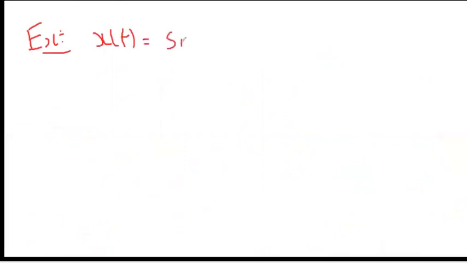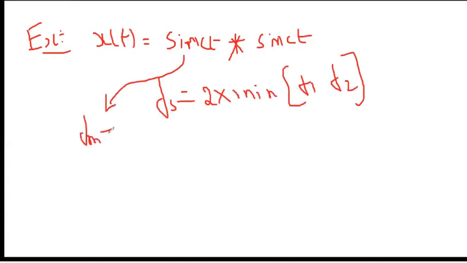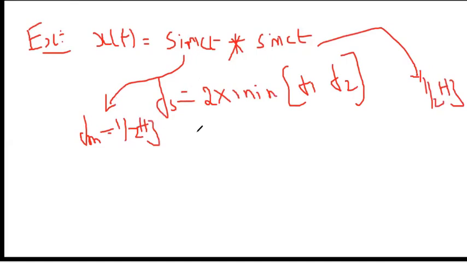Now go for another example. X of t is equal to sinc t convolved with sinc t. For the sinc t, the maximum frequency is 1 by 2, we already know. The fs is equal to 2 into the minimum of the frequency components. What is the minimum of the frequency components? For sinc t, the fm is 1 by 2 hertz, and for the other sinc it is also 1 by 2 hertz. Both are 1 by 2 only, so the minimum is 1 by 2.